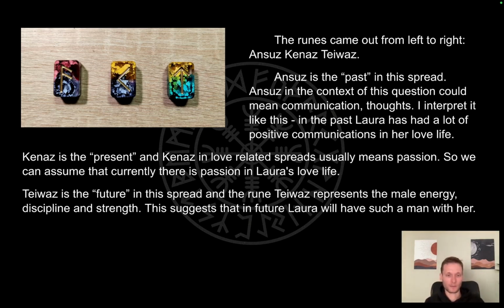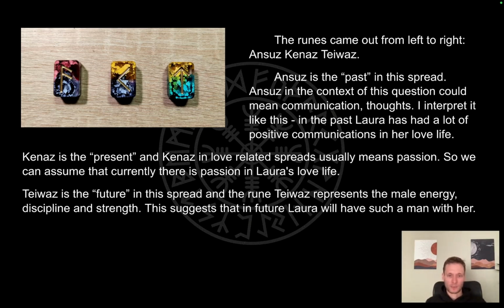So now the present, it's the Kenas. Kenas is the rune of fire, of passion. And in the present, I see that there is an energy of this fire and passion, so I can interpret it that currently Laura has this energy in her love life. So it seems natural that after good communication and a good Ansus energy, it naturally translates into Kenas, because Kenas is actually the rune of romance and passion.